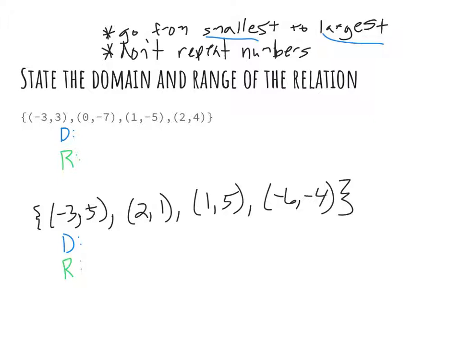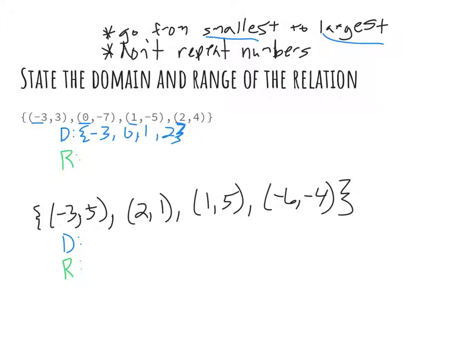So for this first example here, if I want to list all the values of the domain, I want to list all of the x values. So I've got a -3, a 0, a 1, and a 2. When I list them all, I want to go from smallest to largest. So -3, 0, 1, 2. None of them repeat themselves, so I don't have to worry about that. And this is how we write it.